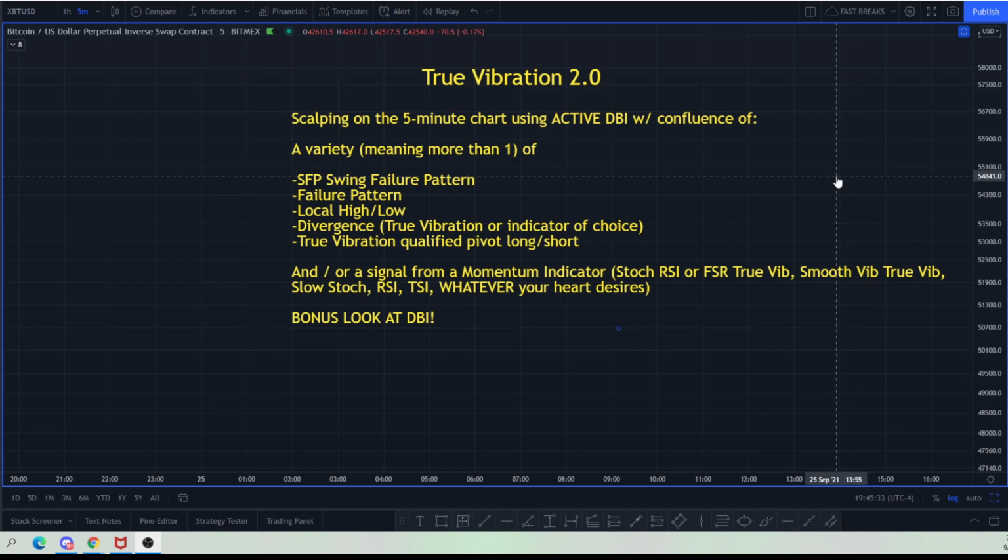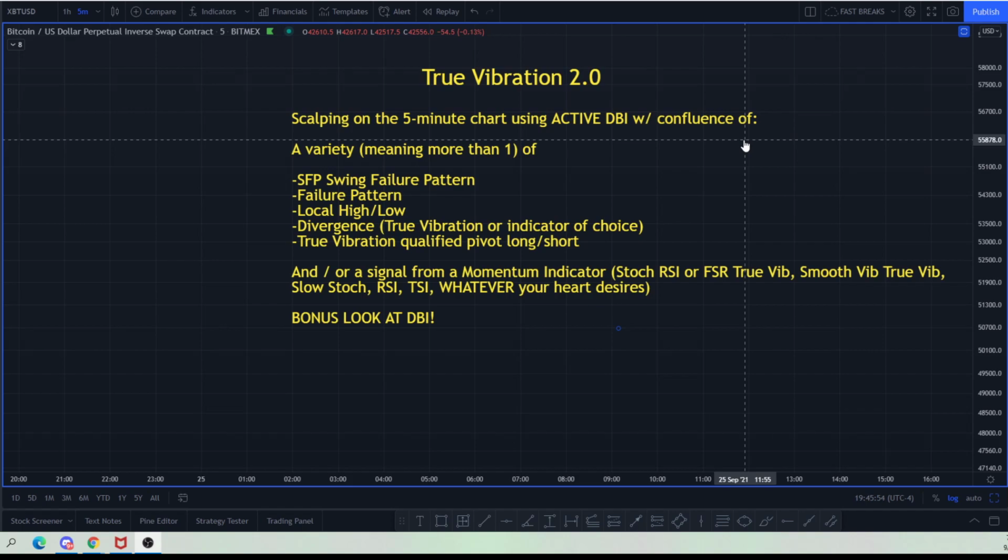What are we going to use? We're going to use that 5-minute. I'm actually going to use it with an active 30-minute DBI. But I can switch that up a number of different ways, and so can you, obviously, so you can make those choices. The idea here is that it's not going to be just those two things. There's going to be a confluence, okay?